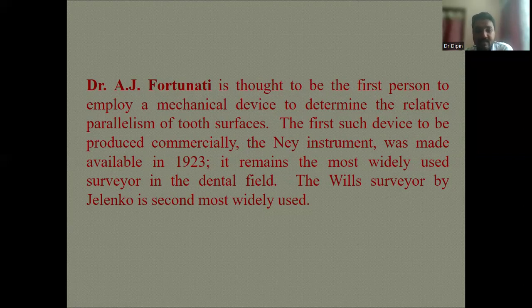The first such device to be produced commercially, the Ney instrument, was made available in 1923. It remains the most widely used surveyor in the dental field, and the wheel surveyor by Jelenko is the second most widely used surveyor. So the Ney surveyor and the wheel surveyor. The wheel surveyor is sometimes also called the Jelenko surveyor. So these are the two main classes of surveyors.